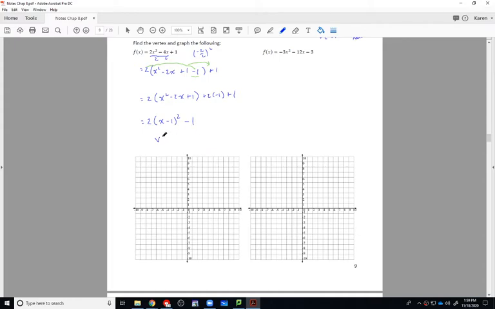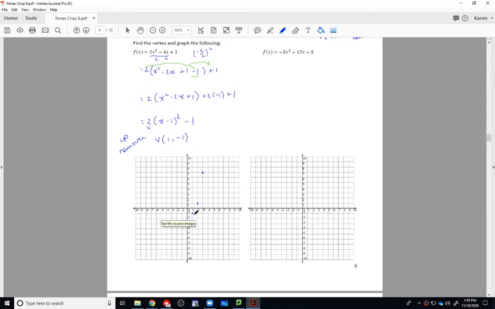To graph this, I have a vertex at 1, negative 1. It's going to open up, and it's going to be narrower because I'm stretching it by 2. So I'm going to put my vertex at 1, negative 1. And then, instead of going over 1 and up 1, I'm going to go over 1 and up 2. Instead of going over 2 and up 4, I'm going to go over 2 and up 8.